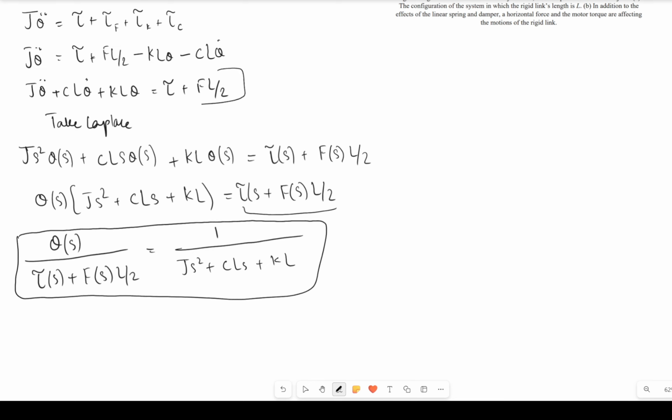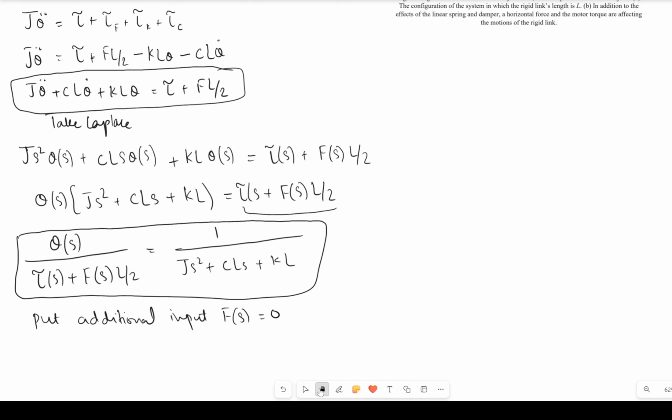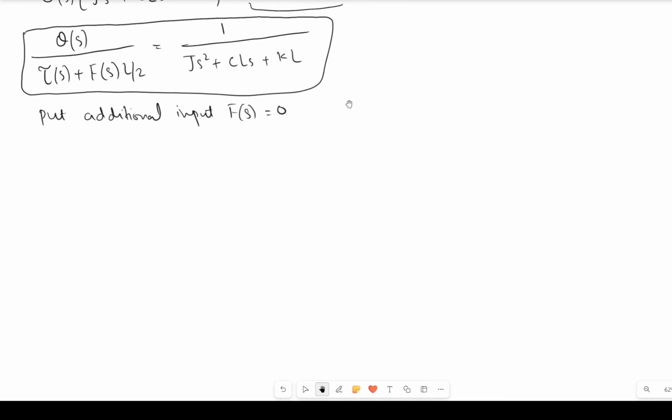This was our equation that we derived. Okay, now if we put the additional input that we applied to the system, f(s) equals 0, we get a very simple transfer function of the form that we usually study. So we'll get theta(s) by tau(s) is equal to 1 divided by J s squared plus CL s plus KL. Okay, so this is the transfer function.